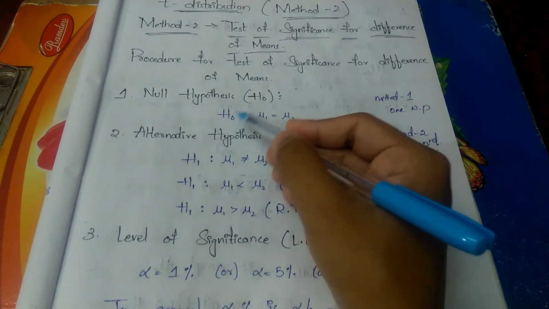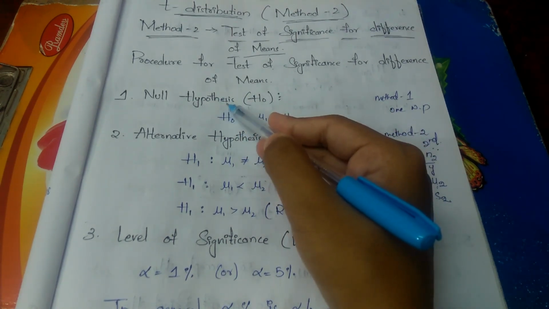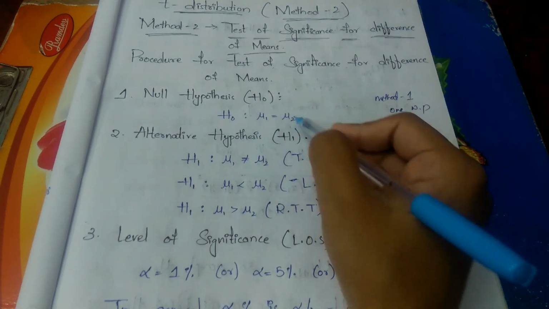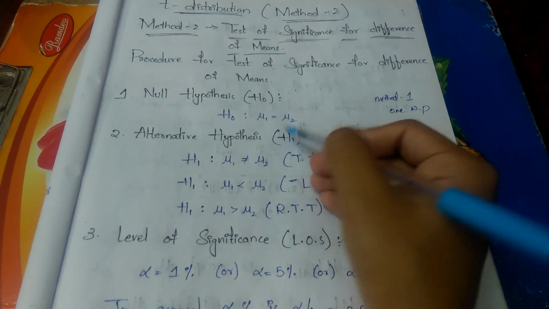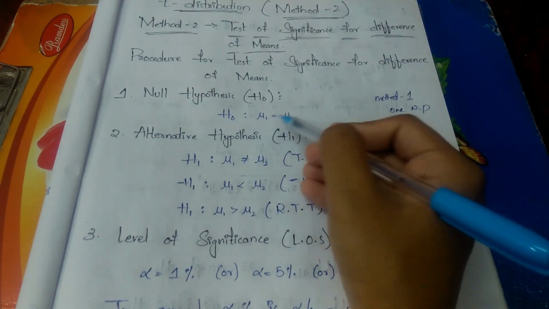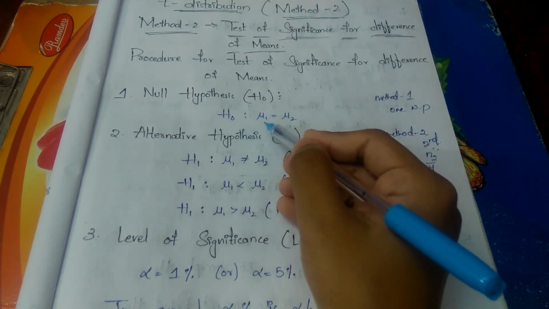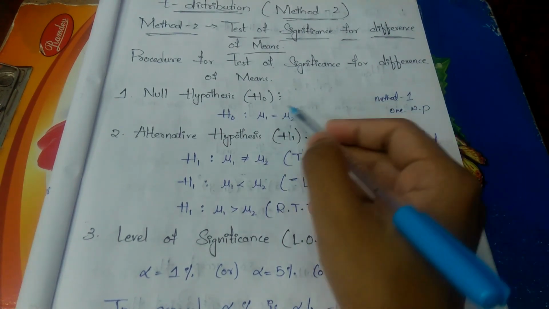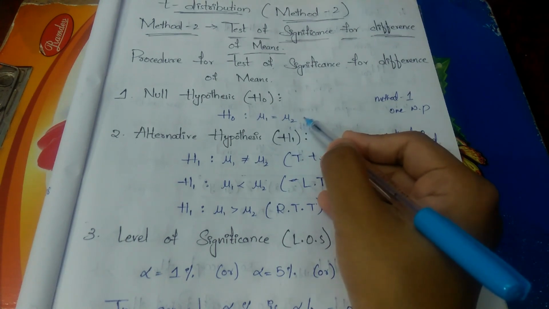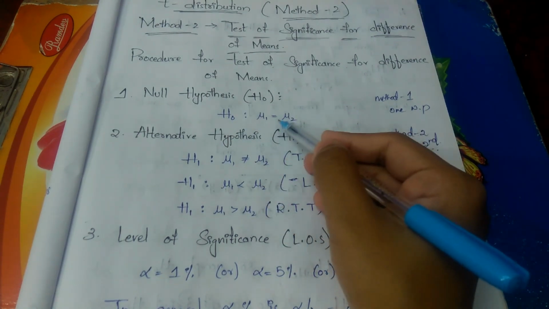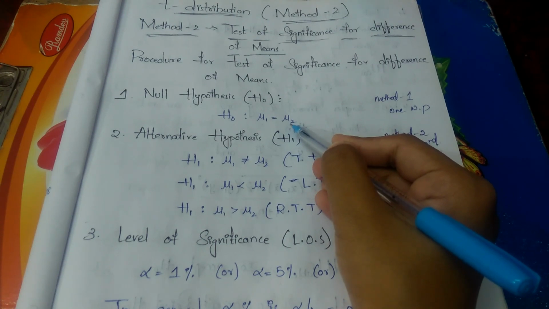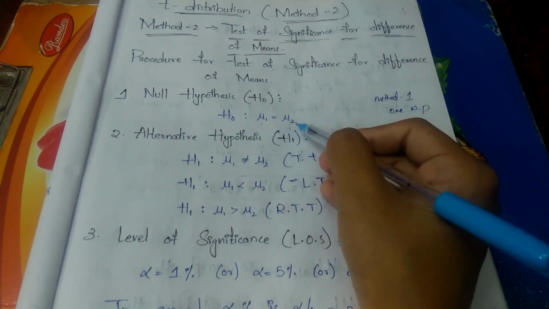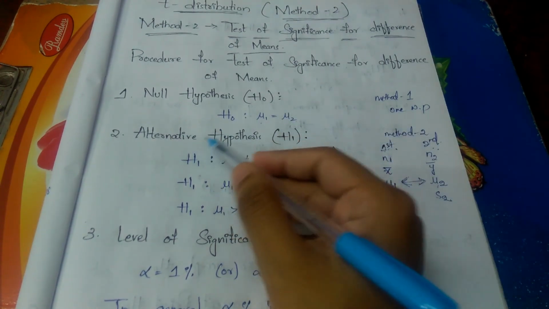In the null hypothesis we will assume that there is no significant difference between the population mean of the first normal population and the population mean of the second normal population, that is, we are assuming that both the values are equal. So H0 is such that mu1 is equal to mu2. This is the statement you have to write; no need to write the matter. If you write this statement, then it is enough. It means we are assuming that there is no significant difference between the first population mean and the second population mean.